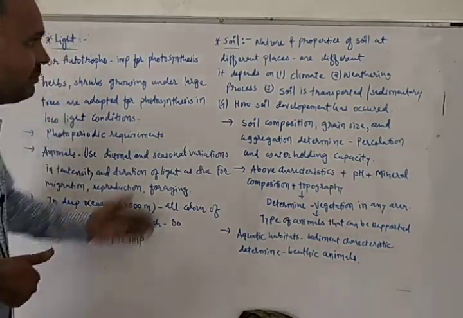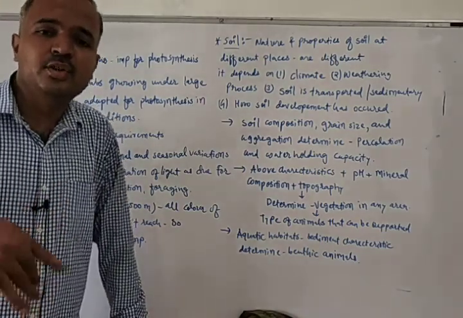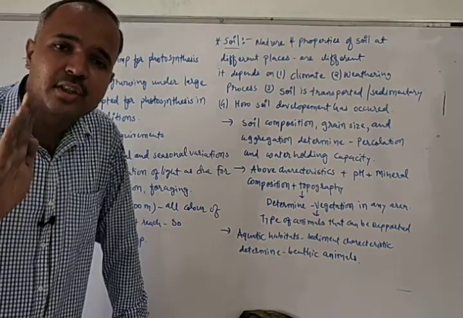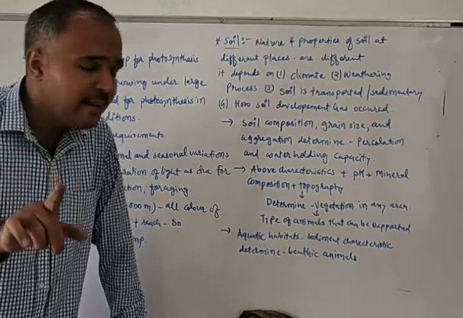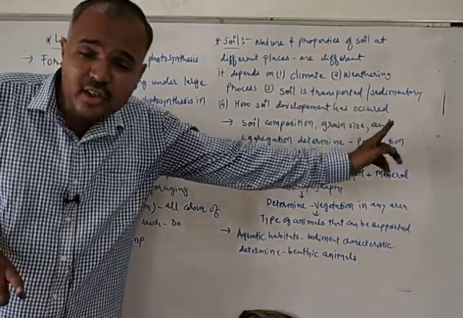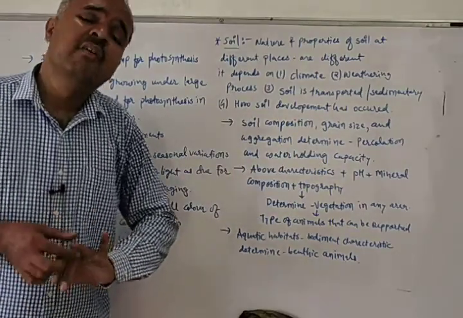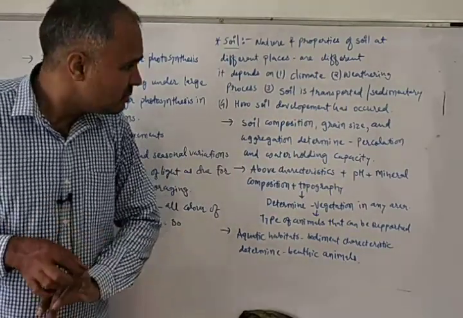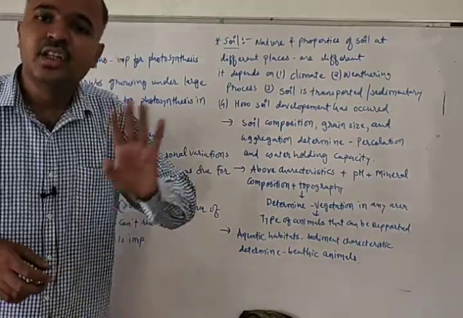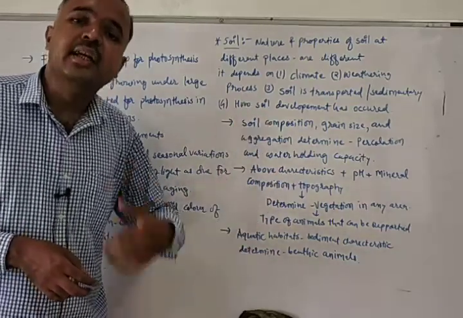So this is all about light. In the soil we said that in different habitats, the nature and properties of the soil will vary, and it depends majorly on four factors: climate, weathering process, whether the soil is transported or sedimentary, and how the soil development has occurred. These four factors will determine the type of soil present in any habitat.